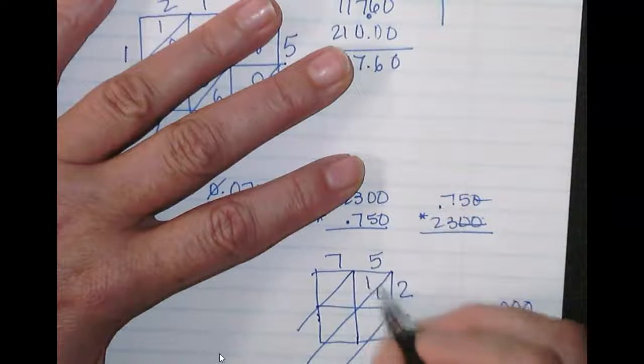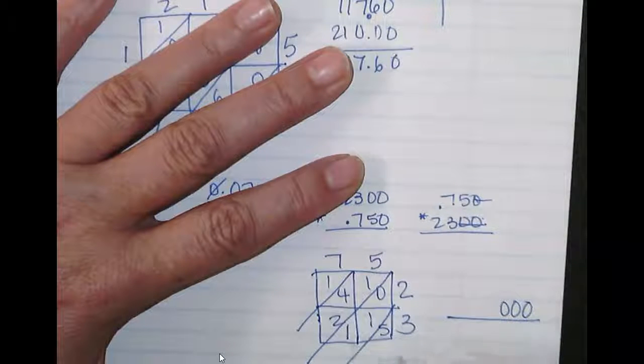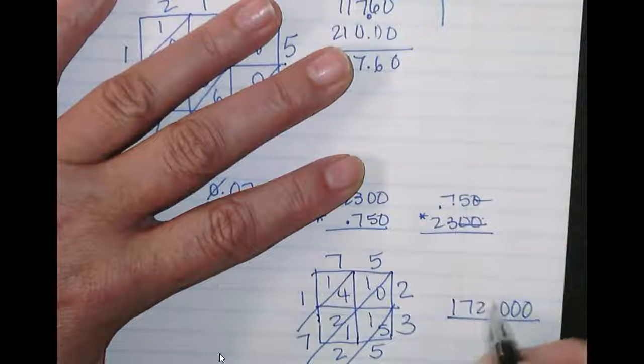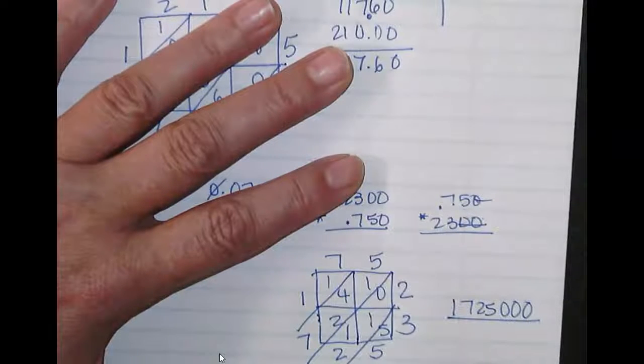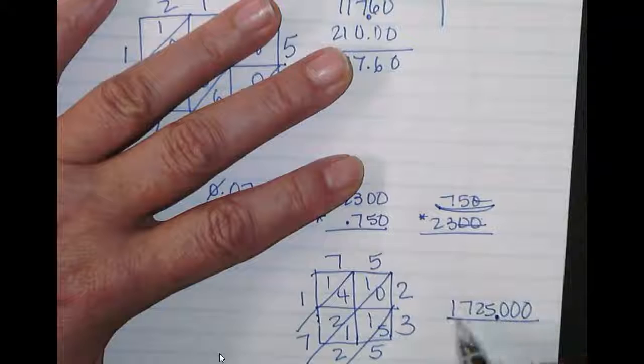5 times 2 is 10, 7 times 2 is 14, 5 times 3 is 15, 3 times 7 is 21. 4, 5, 6, 7, 1. So 1, 7, 2, 5. And how many places do you need for the decimal? 3: 1, 2, 3. 1, 7, 2, 5.